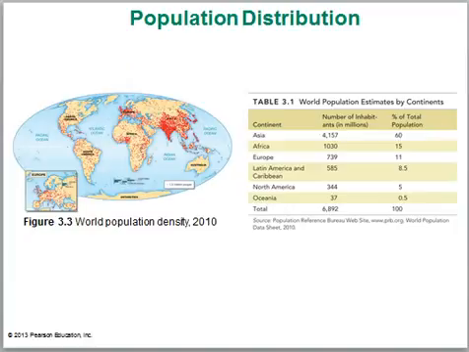As you can see from this map, population distribution across the globe is uneven. China and India have the largest population densities. When we refer to population density, we're talking about a ratio where the number of people in a given area is compared to or divided by the total land in that same area.